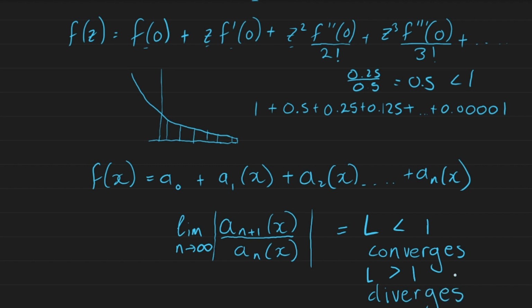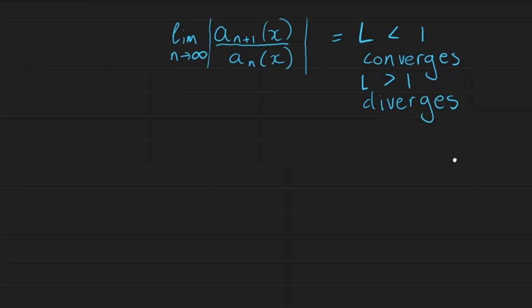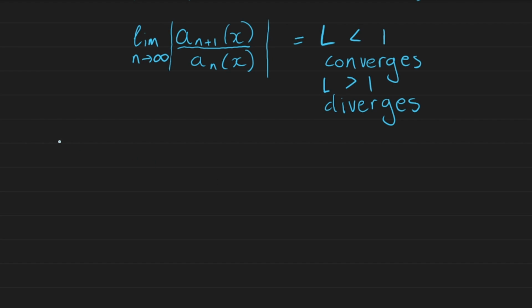So if L is equal to 1, then we have a situation where the ratio test doesn't actually work, and we have to use some other method to establish if the series converges. So let's just apply that logic to a simple example. We could have the function f of z is equal to sine z.